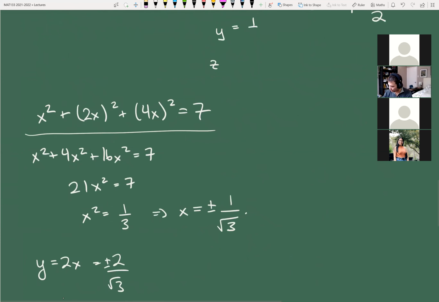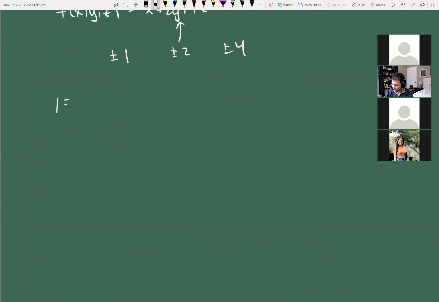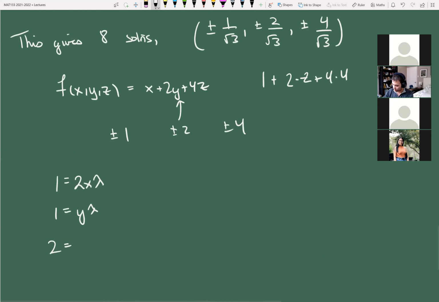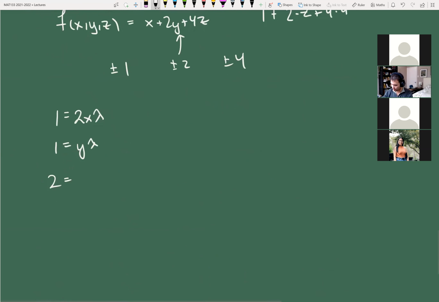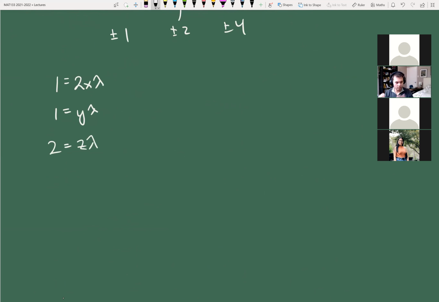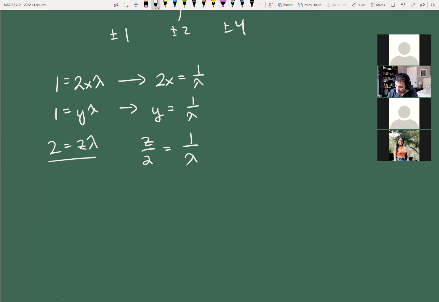Okay, so let me just repeat this. So what did we have? We had 1 equal to 2x lambda. We had 1 equal to y lambda. And we had 2 equal to z lambda. So there's a question asking me how did we get y was 2x and z was 4x and those sorts of things. So what I'm going to do is solve these equations for 1 over lambda. So I'm going to write this as 2x equals 1 over lambda. I'm going to write this as y is equal to 1 over lambda. And then if I do this, I'm going to get z divided by 2 is equal to 1 over lambda.